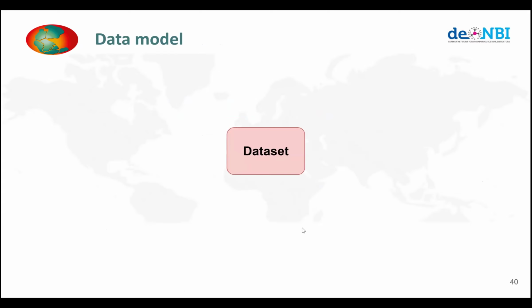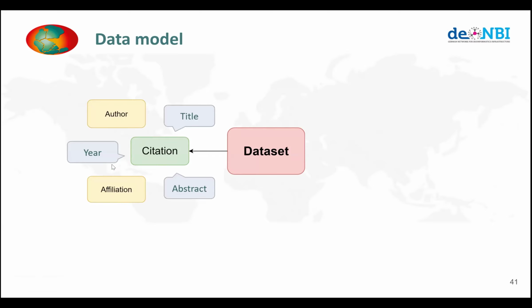The core of the data model is the data set. The data set can be described by a wide spectrum of details, the metadata. One important group of metadata is the bibliographical metadata, like the author and the affiliation. They are also part of the data set citation. Other components of the data citation are the publication year, the publication title, and the abstract describing the data sets and the techniques, the methodology applied.